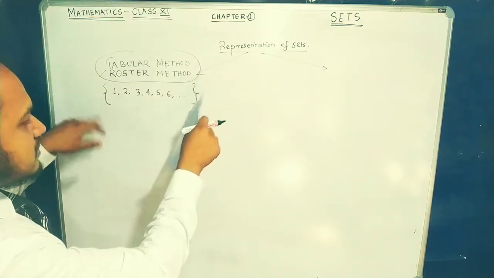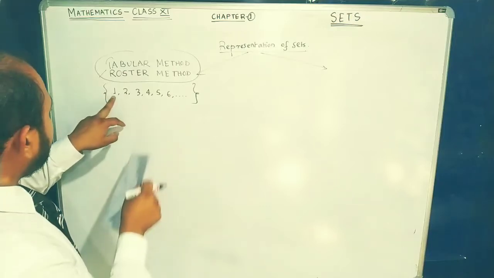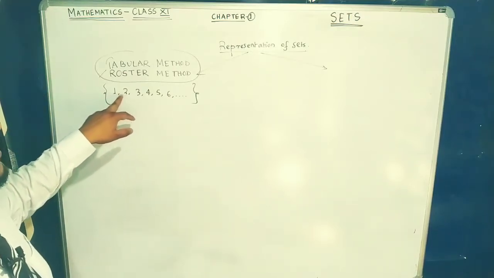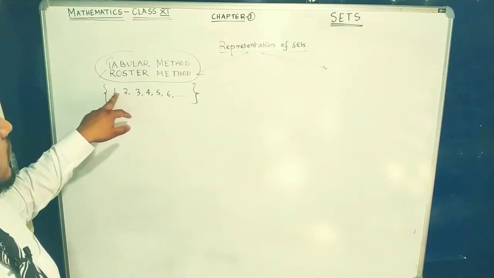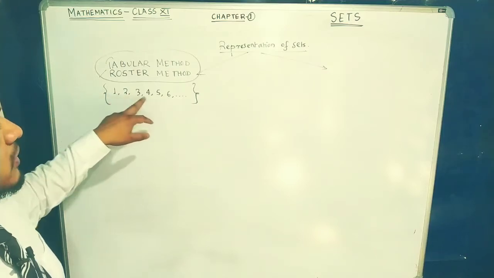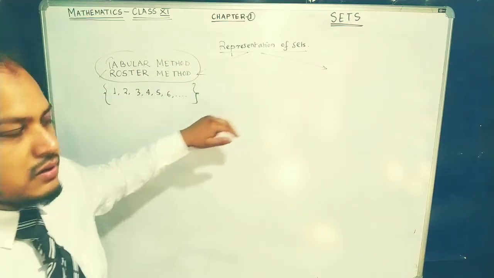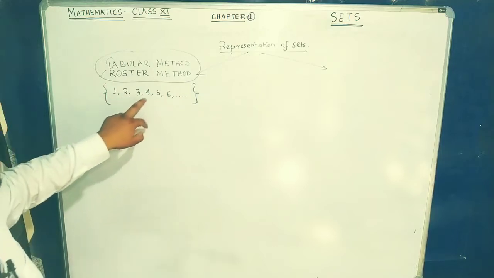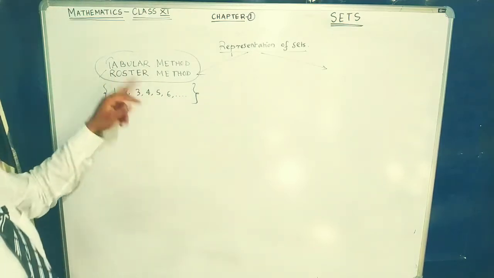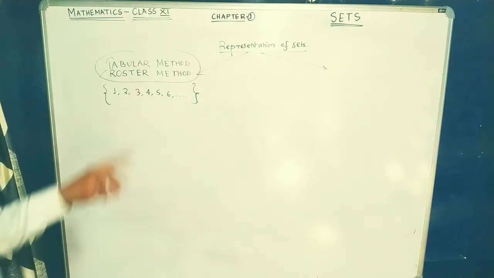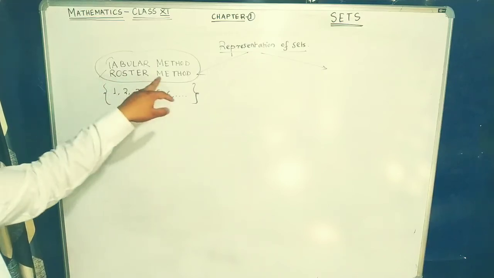Curly brackets, third brackets, then all the elements are represented using commas. All the elements are separated using commas. All the elements you have to list one by one inside the bracket, and you have to separate them using commas. This type of representation is known as the tabular method, or sometimes we call it the roster method.